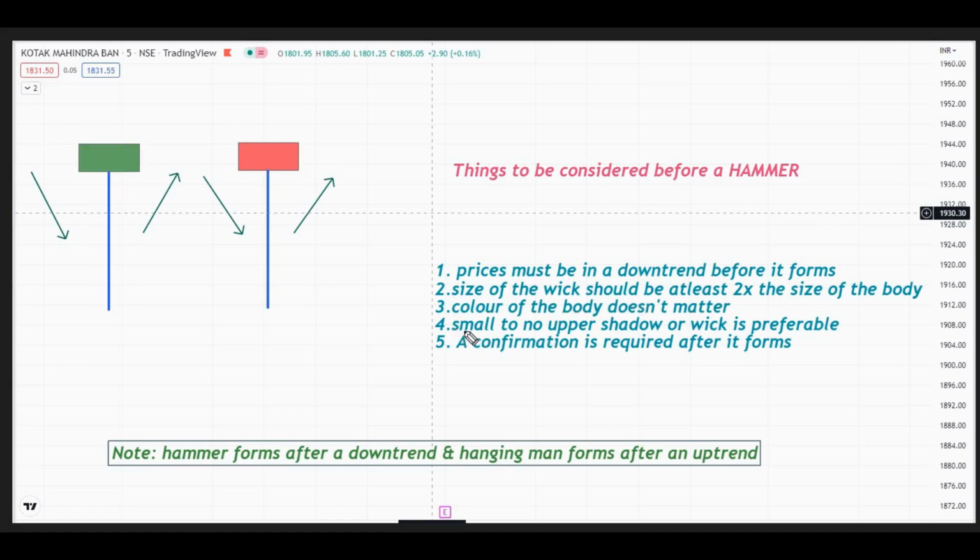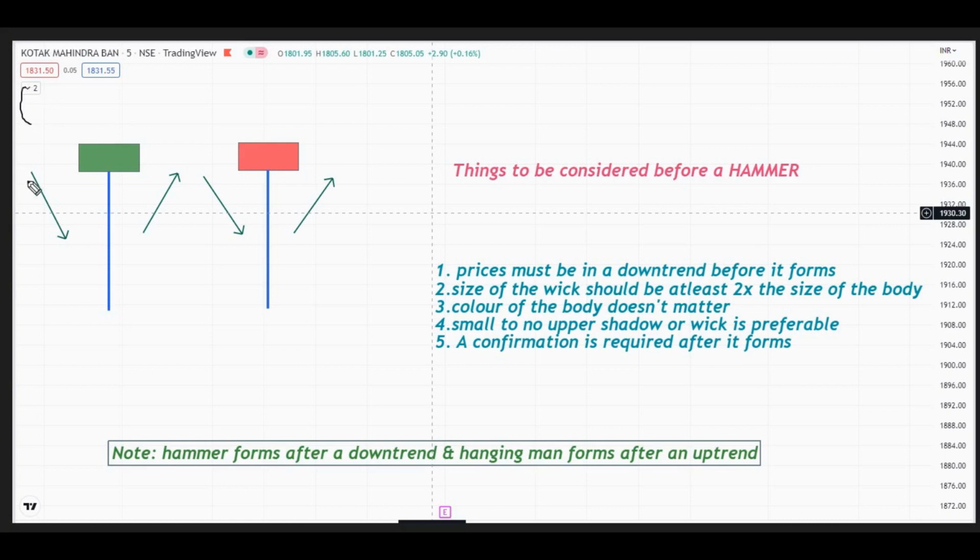Next, small to no upper shadow or wick is preferable. A small wick here will be fine, but if the wick is very large we will avoid that candle. A small wick will be fine here. Okay, then a confirmation is required after it forms.